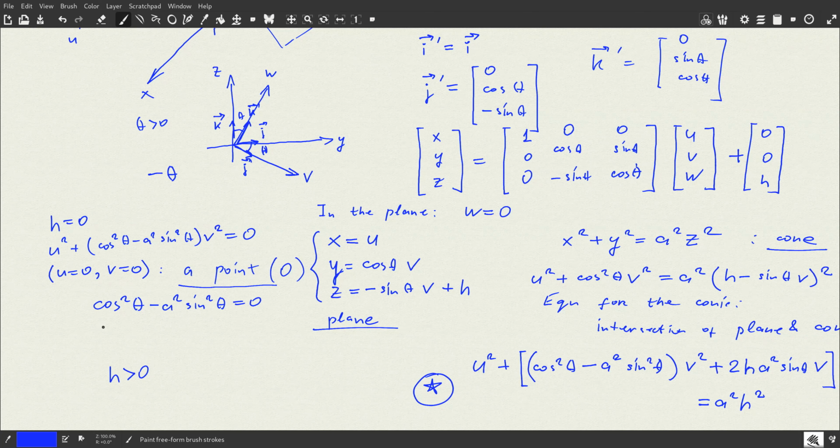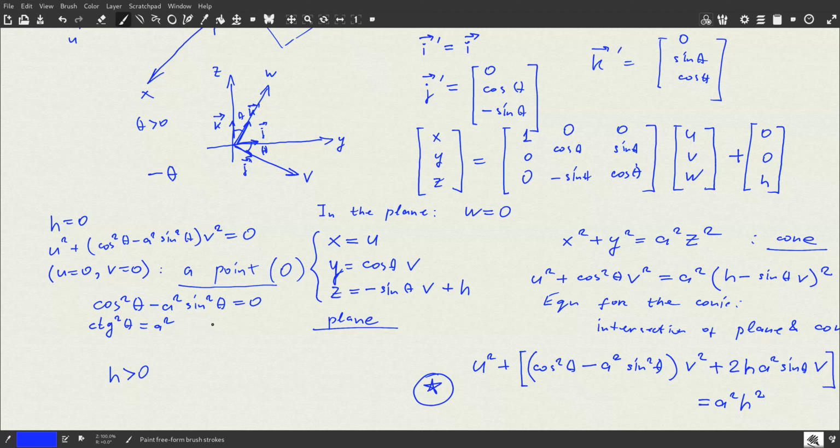Is it possible? No, it's not impossible. Let's focus. I don't say it's impossible. I say it's possible when a equals cotangent theta. Exactly, that's what I'm writing.